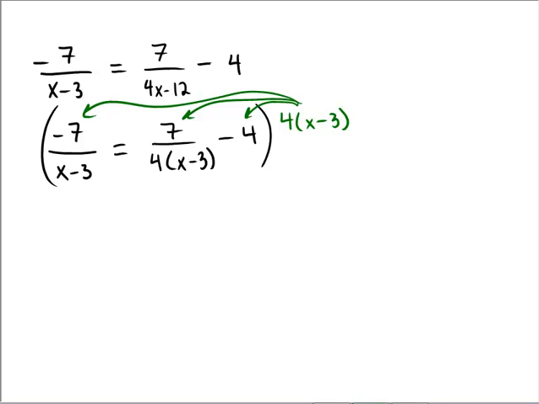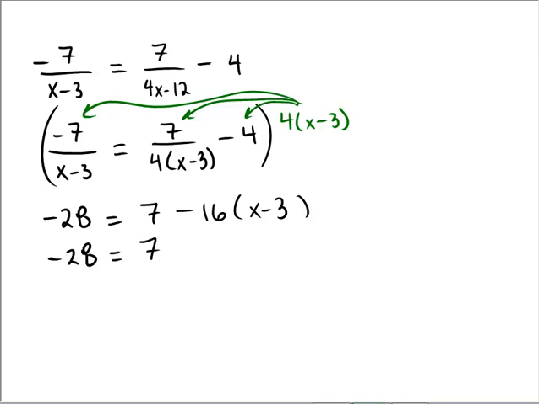And if done correctly, the first term, the 4, will not reduce, but the x minus 3 will. So we'll have a -28 equals, in the next part, both the 4 and the x minus 3 reduce, leaving us with 7. And in the last part, 4 times 4 is 16, being multiplied against x minus 3. So now, if I were to distribute, -28 equals 7 minus 16x plus 48, collecting like terms would give me 55 minus 16x.